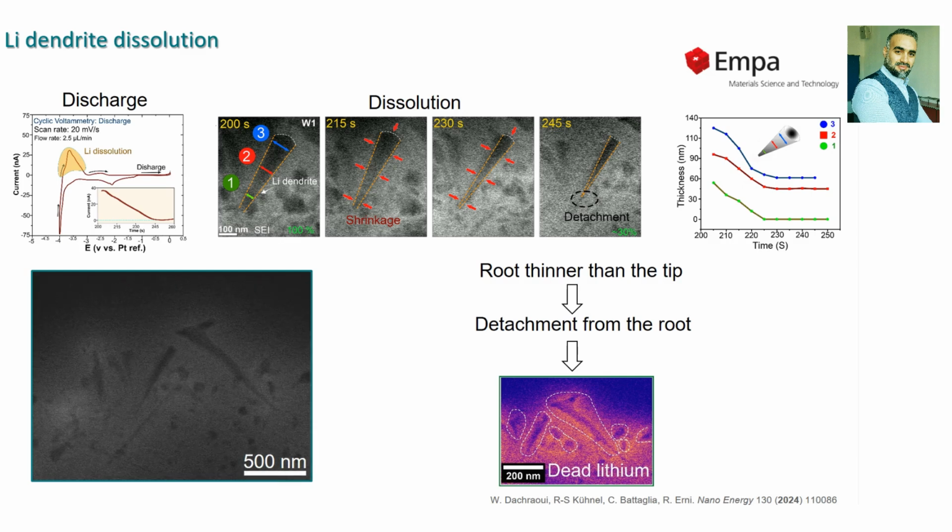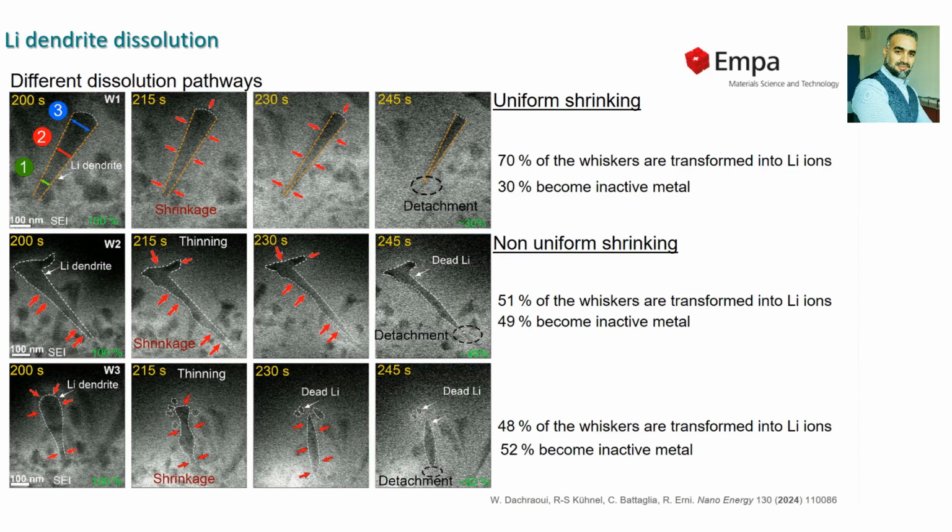So here we have three typical lithium dendrites undergoing dissolution. The first one is undergoing uniform shrinking, where we have shrinking everywhere in different sites uniformly, and this allows the detachment at the end of 30% of the metal.